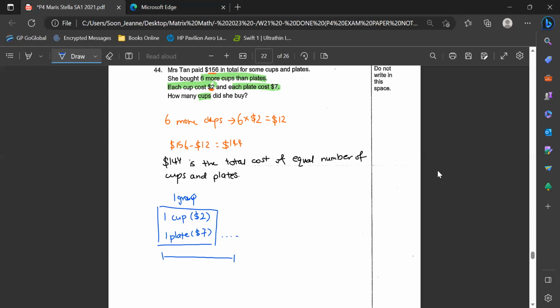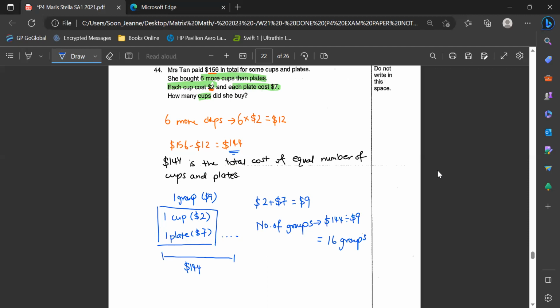Okay? And of course, she not only bought one group of a cup and plate, right? Because she paid a total of 144 now. Because I took away the extra 6 cups. So you can see in one group, it's actually $2 plus $7. One group is a cost of $9. So there's a total cost of $144 here. So we need to find how many groups of $9 will give us 144. So 144 divided by 9. Your answer is 16 groups.